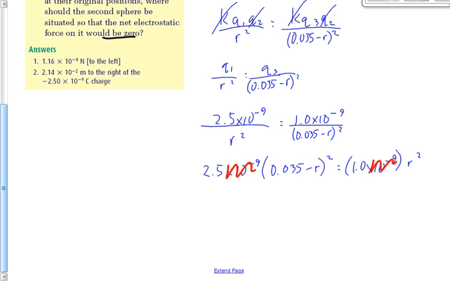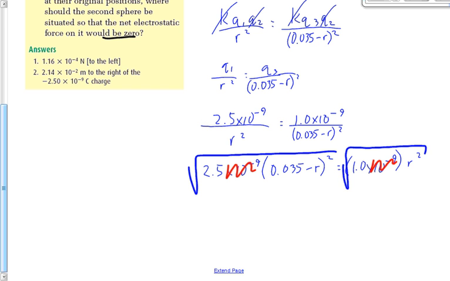You know what my first thought was when I saw this? It's a word that you don't like. FOIL. Right? First, outside, inside, last. But then it occurred to me, wait a second. There's a much easier way to do this than to FOIL it. Anybody see it? Take the square root of both sides. Square root of both sides.